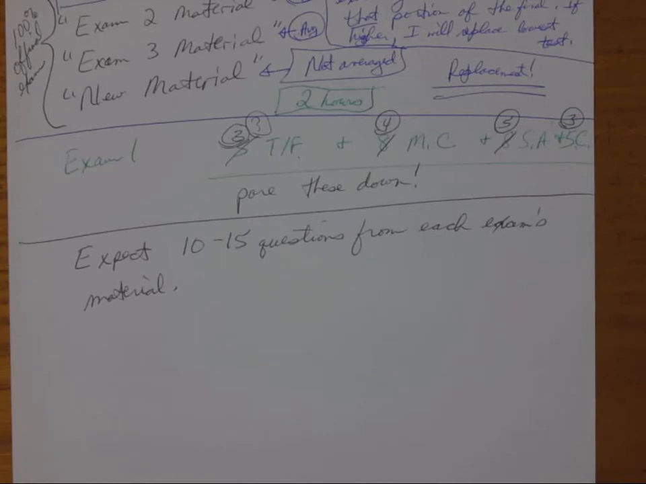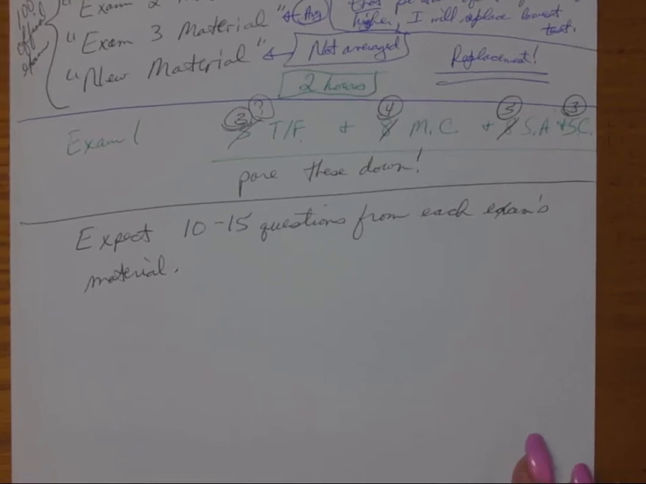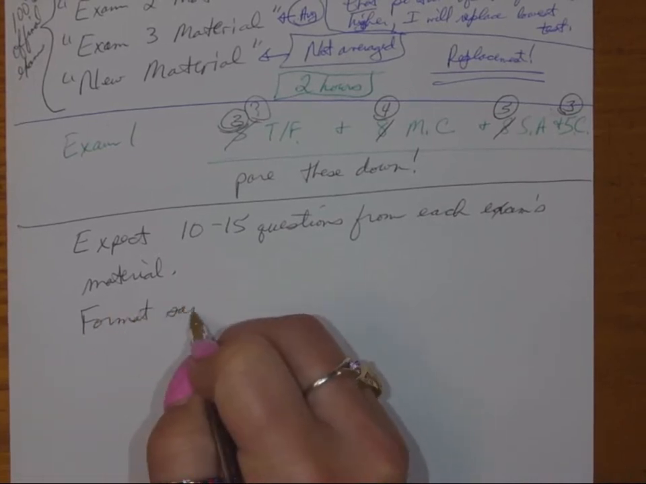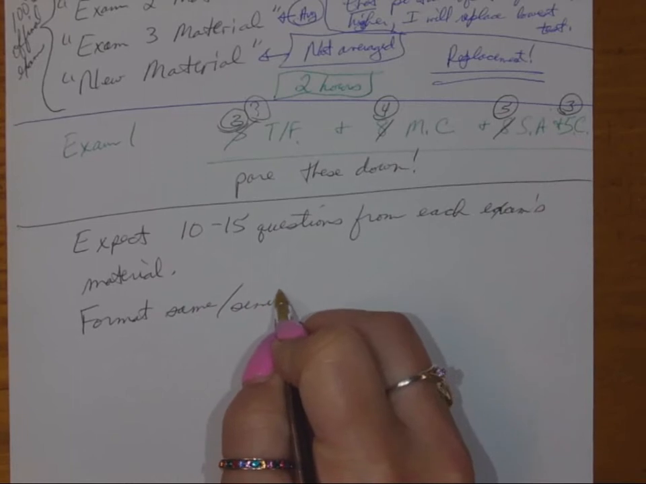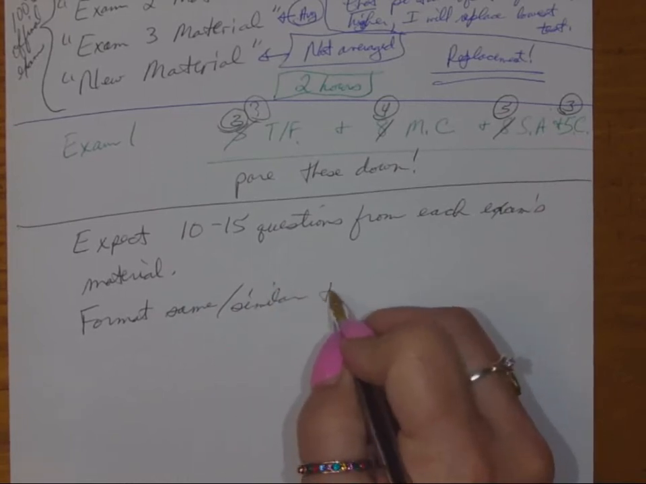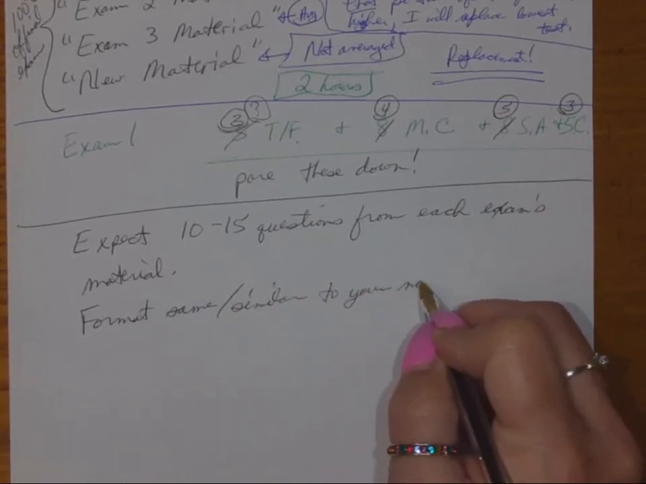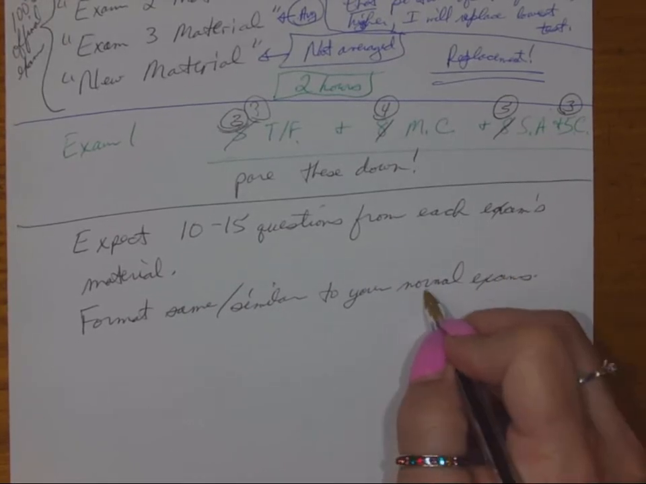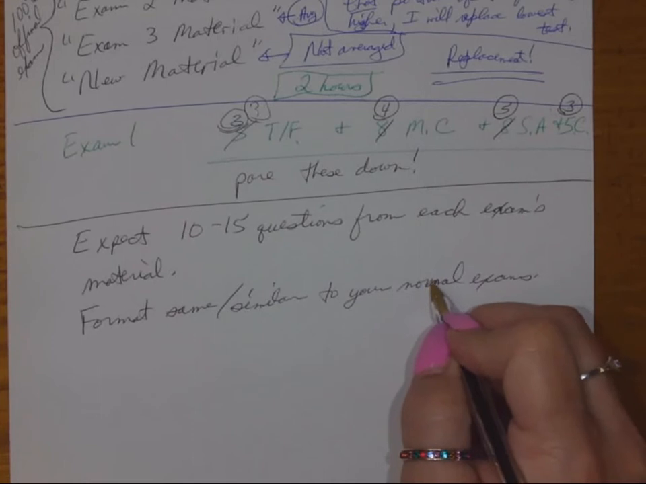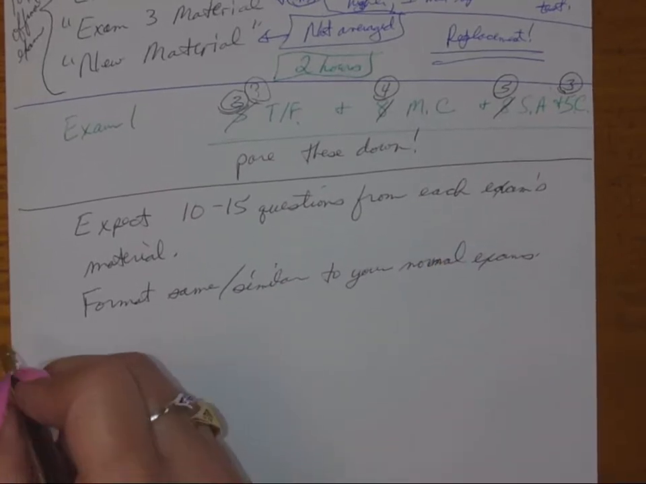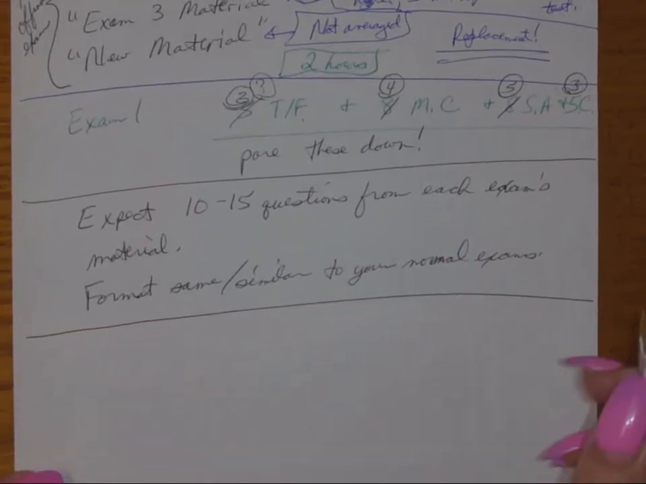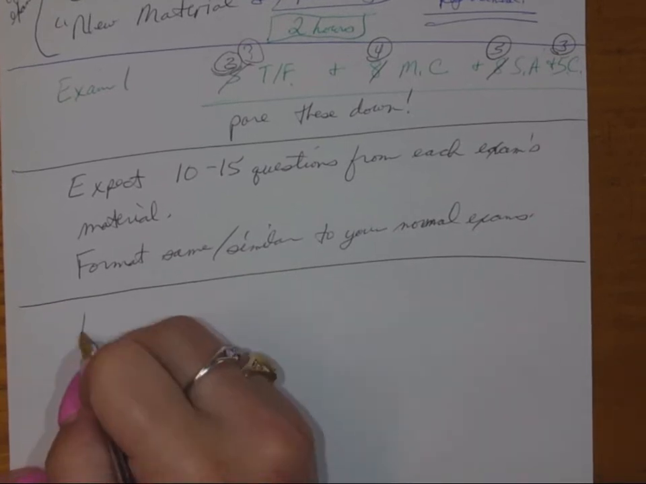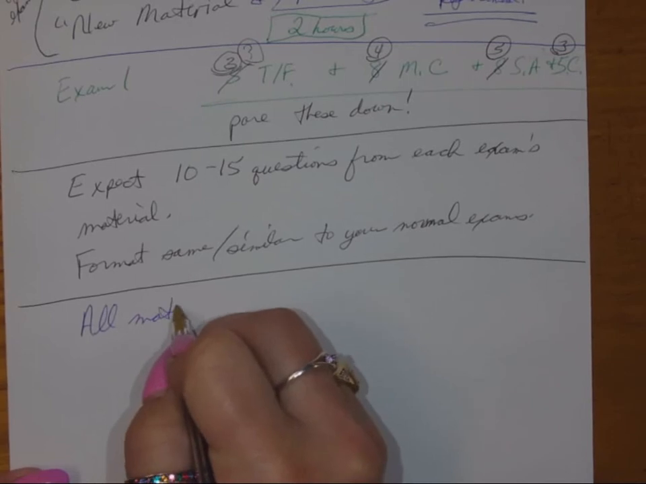All right, so 10 to 15 questions from each exam's material, and the format will be the same or similar to your normal exams. Okay, so what does that mean? That means that if you're used to seeing some true-false questions on your exams, then you'll probably see some true-false questions on your final. The thing to remember is that all material from the course is fair game on a final exam.